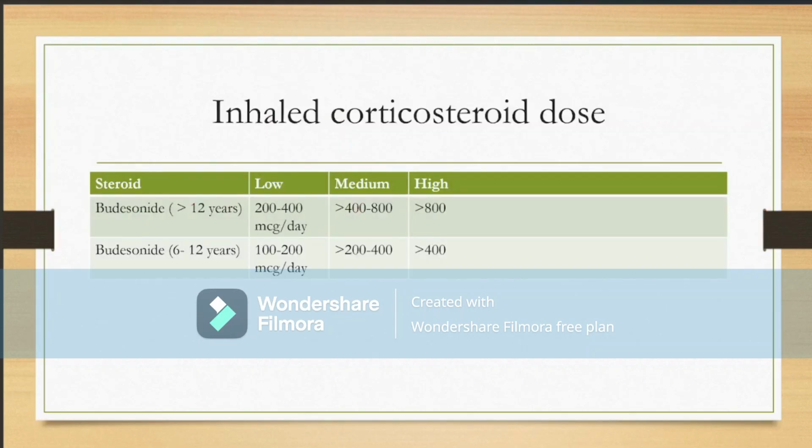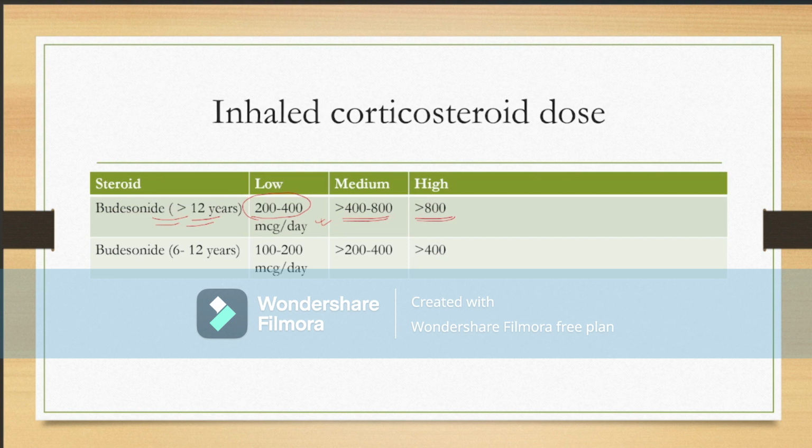Now, as I said, low dose, medium dose, high dose of inhaled corticosteroid. What do you mean by low dose, medium dose, or high dose? For inhaled corticosteroid, for budesonide, if age is more than 12 years, then low dose means 200 to 400 microgram per day. Medium dose is more than 400 but less than 800, and high dose is more than 800 microgram per day.